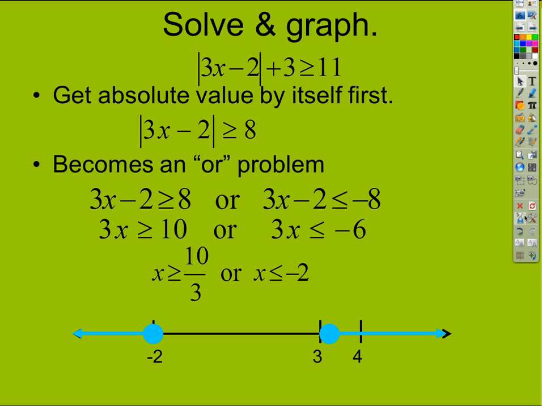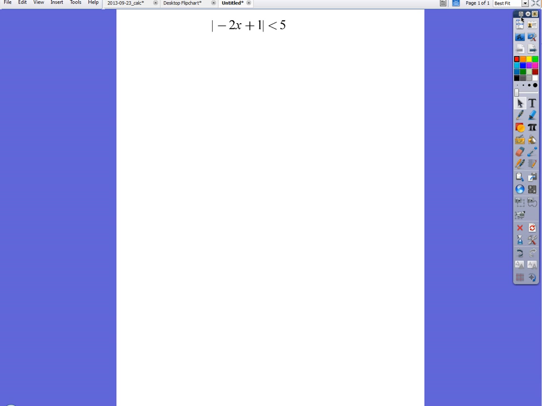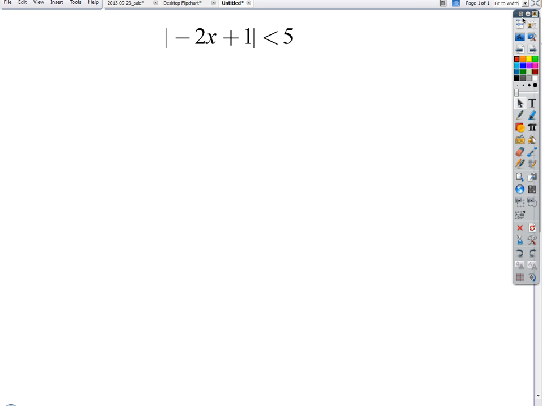They didn't have a hard enough one, so I wanted to make one of my own here for you. The hardest one I can think of. What am I going to do with that? Well, you're going to solve it. I'm going to solve it. Okay, now it's an absolute value inequality, so I got to make a trade. Am I trading for an and or an or? It'd be an and, isn't it?